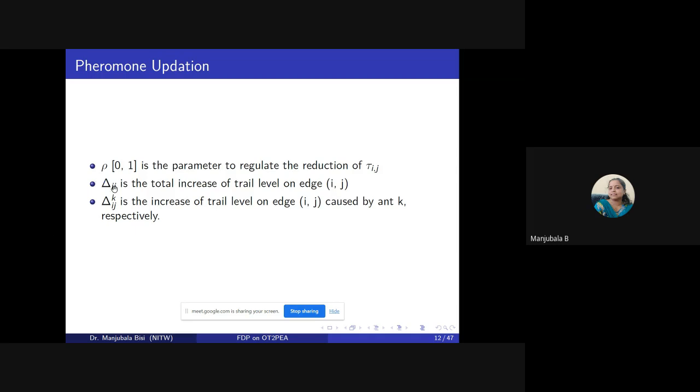So that value is delta Ij. How much amount of pheromone is going to be deposited? That means there is an increase in the trail level, right? Which is Ij. And delta Ijk, that is the increase of trail level on Ij caused by ant K. So K stands for the ant K. So these are the terminology you have to follow, right?